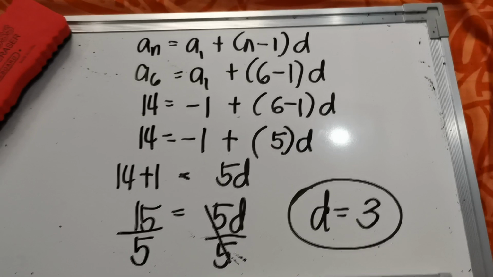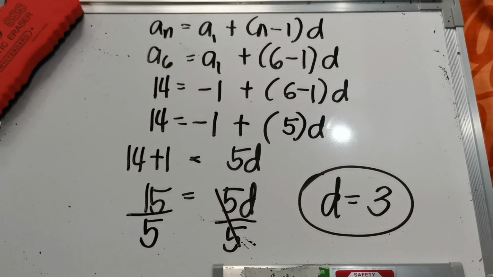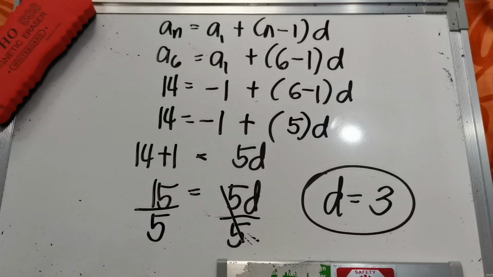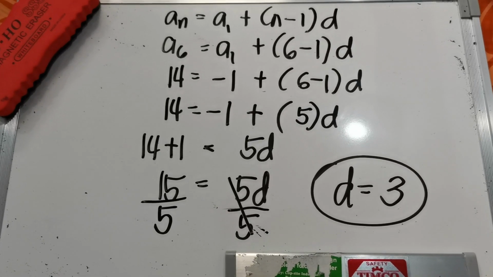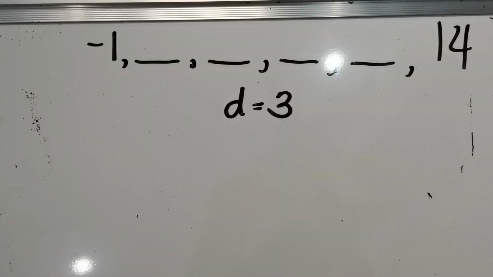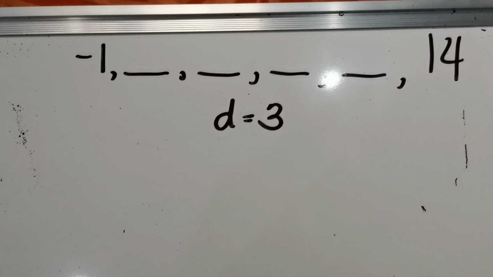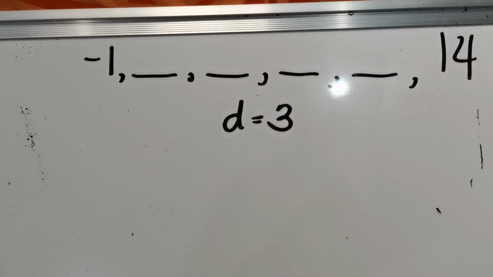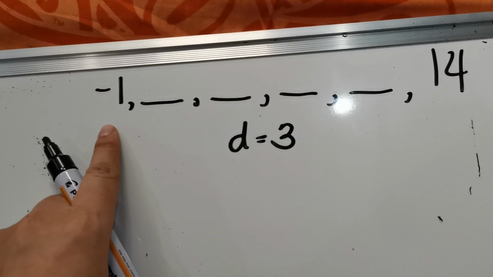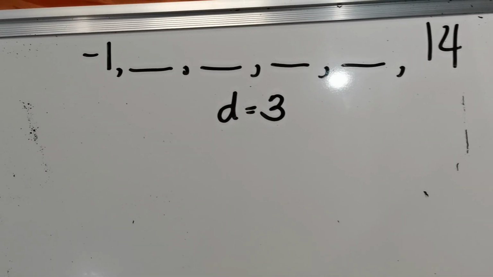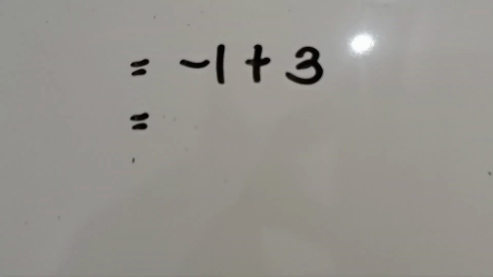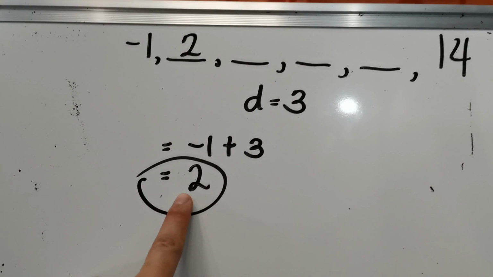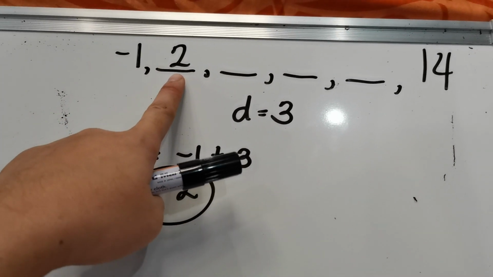So, therefore, para mahanap natin yung succeeding terms, we just have to add 3 on the first term and then so on until we get the 4 terms between negative 1 and 14. So, in this case, in finding the n terms, mas madali na kasi given na yung ating common difference. So, we just have to add 3 on each term. So, negative 1 plus 3 we have here. Negative 1 plus 3 is 2. Yan. Negative 1 plus 3, magkaiba ng sign. Subtract natin, and then copy the sign na mas malaki. So, the second term is 2.